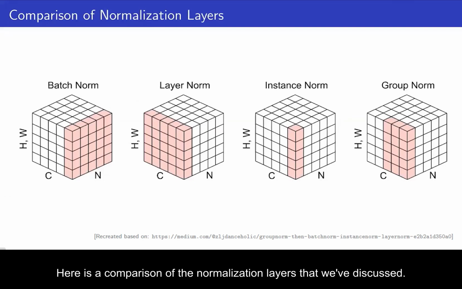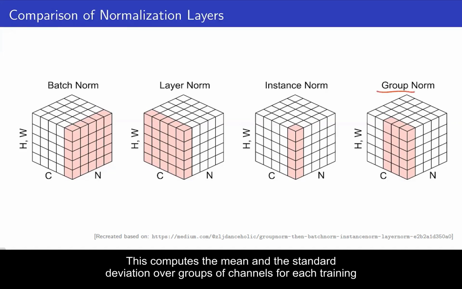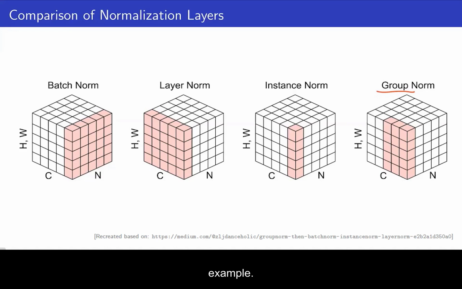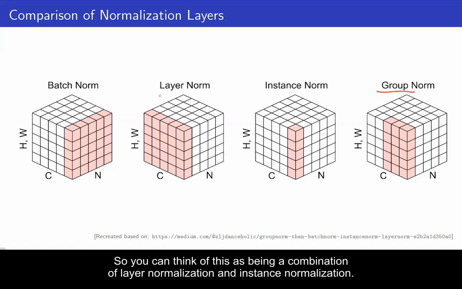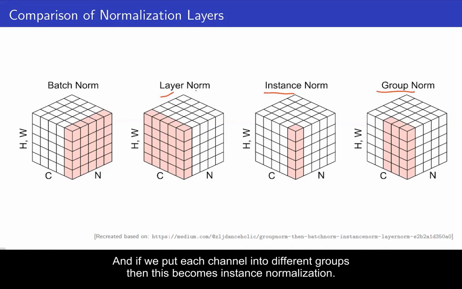Here is a comparison of the normalization layers that we've discussed. There's another one here, if you notice, that we call group normalization. This computes the mean and the standard deviation over groups of channels for each training example. So you can think of this as being a combination of layer normalization and instance normalization. If we put all the channels into a single group, then this becomes layer normalization. And if we put each channel into a different group, then this becomes instance normalization.